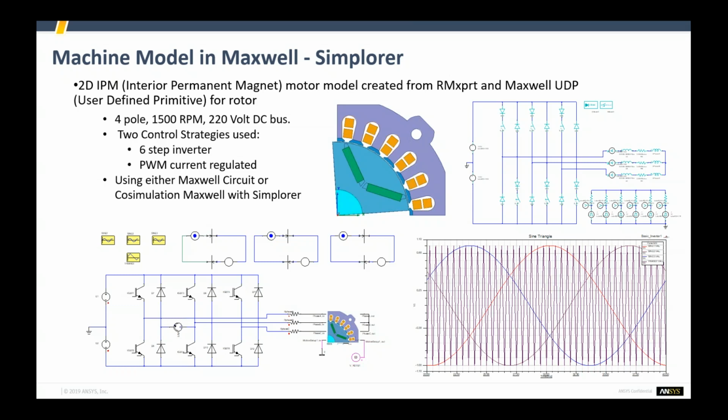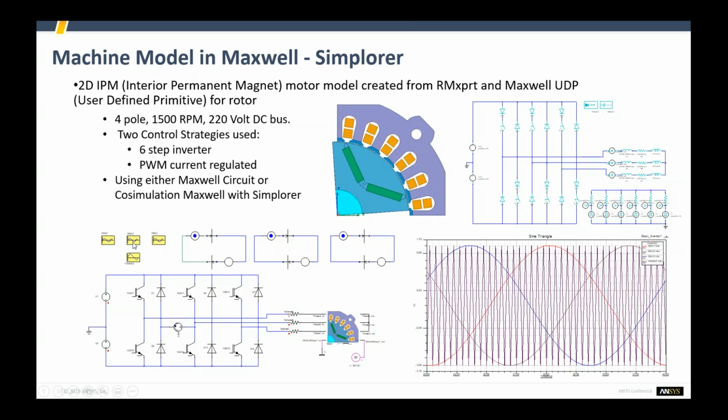So the machine we are looking at, the machine used in this study, is a 4-pole, 1500 RPM, 220 volt DC bus, interior PM (permanent magnet) motor created from RNM Expert and Maxwell UDPs. So this model is created in RNM Expert.